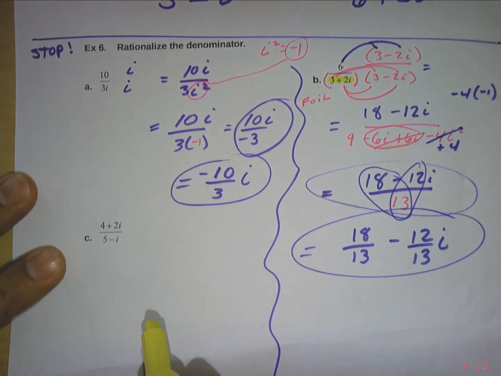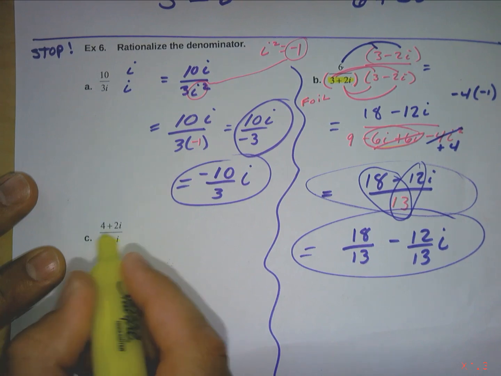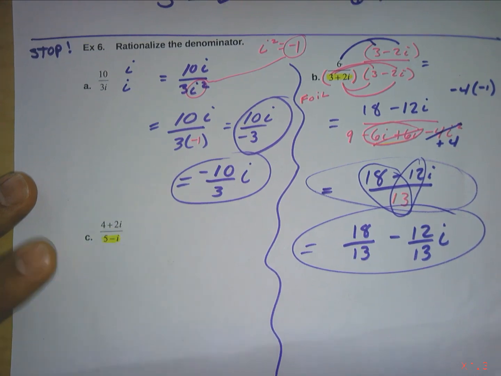Let's take a look at the last one for today. I got 4 plus 2i, and I have 5 minus i. We need to get rid of this 5 minus i. This is making Mr. Gotsch shake a little bit.